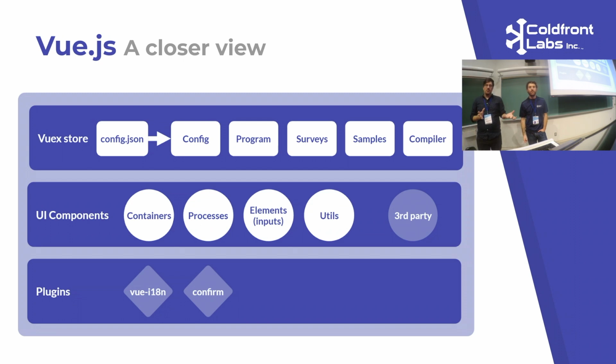And then you get UI components that are kind of categories. You have some that are purely containers. Others are processes, like the calculate that you saw. Others are input elements, like a select box. And others are just utilitarian. That's basically it. And then you got a bunch of plugins.